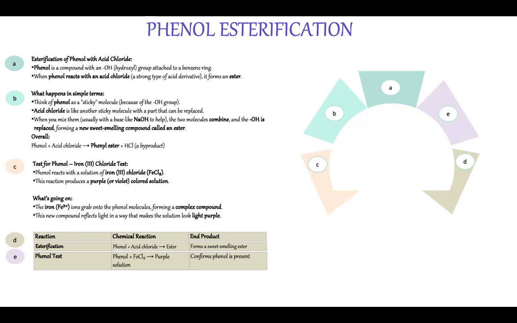The test for phenol is iron(III) chloride. Phenol reacts with a solution of iron(III) chloride, and this reaction produces a purple-violet colored solution. What is actually going on? The iron grabs onto the phenol molecule, forming a complex compound. This new compound absorbs and reflects light in a way that makes the solution look purple.